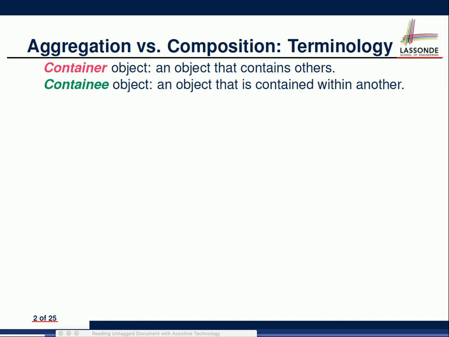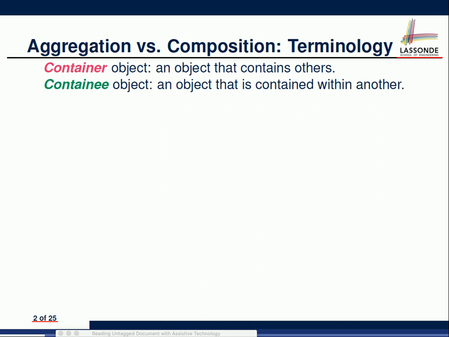An object that contains others is a container. For example, array. You've got an array of points. The array itself is the container. Okay? A containee is an object that's being contained. For example, if you've got an array of points, the array is a container. The point is a containee. It's being contained in the container. Okay? We just needed these two terms in order to show you the difference between aggregation and composition.